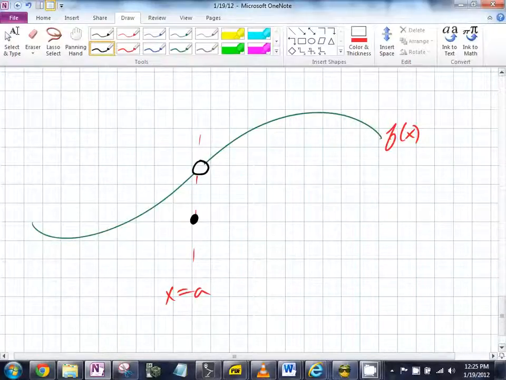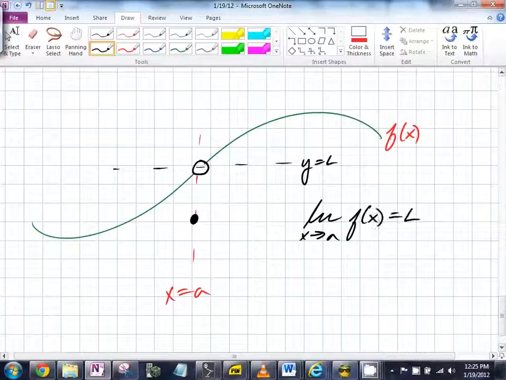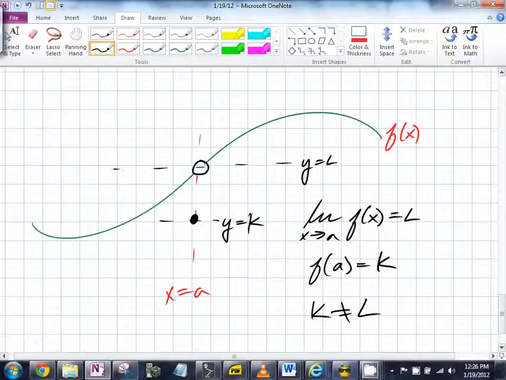Yes, and the limit as x goes to a of f of x is, in this case, let's say this is y equals L right here. What's the limit as x goes to a of f of x? L. And let's say this point right here was, let's call this y equals k at that point. What is f of a equal to? K. f of a is equal to k. K does not equal L. So is this continuous at a? No. The limit as you approach a is L, but is the function value L at a? No. What is the function value at a? K. K is not equal to L, therefore it's not continuous right there.